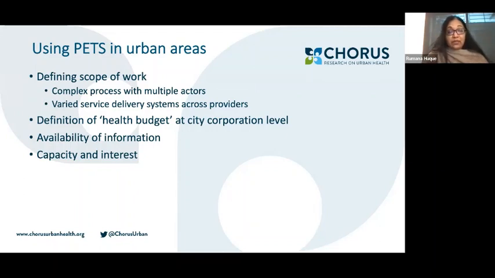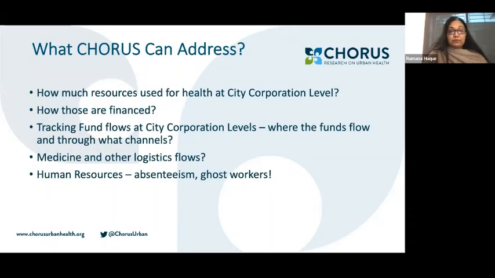And availability of information. We have seen in many instances that the city corporation, as they have multiple tasks, has an information management system for health indicators and the health budget that is sometimes lacking, and maybe sometimes not that robust. So collecting information from the Ministry of Health and Family Welfare or Ministry of Population might be slightly easier in some contexts than collecting information from local government. That also has to be considered when we implement public expenditure tracking in urban areas. And of course, there is the capacity and interest issue: whether they are really on board, and whether they have the capacity to provide the required information and support.